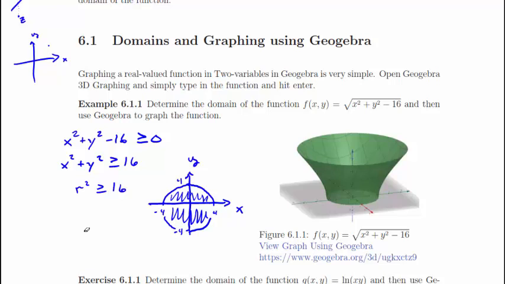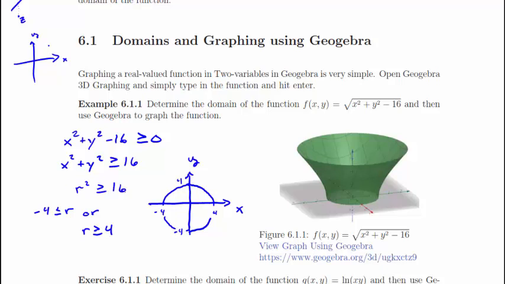So hopefully some of you caught that as you were watching the video earlier. And you're like, Noah, what are you doing? It's the other way. And you were absolutely right. So negative 4 is less than or equal to r, or r is greater than or equal to 4. And we can think of that here.